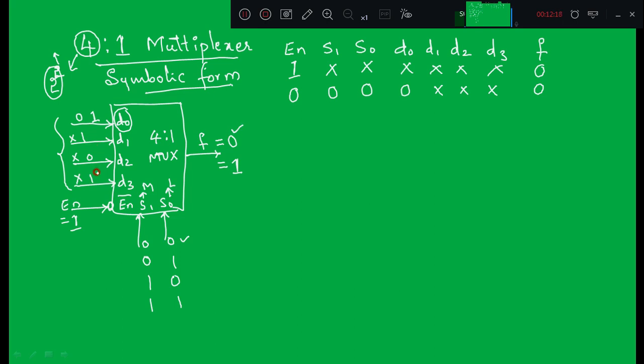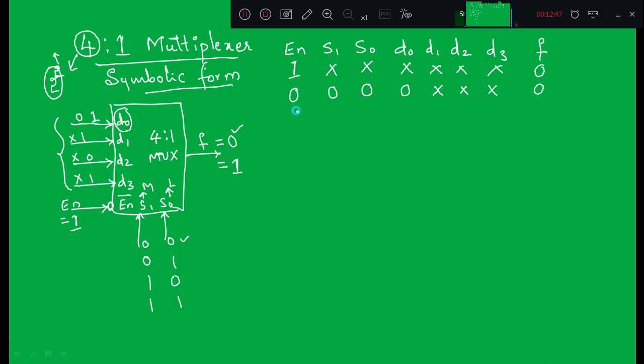See, instead of putting 1 1 values on D1, D2, D3, the truth table will be very big, right? So instead of putting 1s and 0s, I am putting don't cares. Don't care means either 0 or 1. So you put anything on D1, D2, D3, none of those data lines are selected. When S1 and S0 are 0, only D0 is selected.